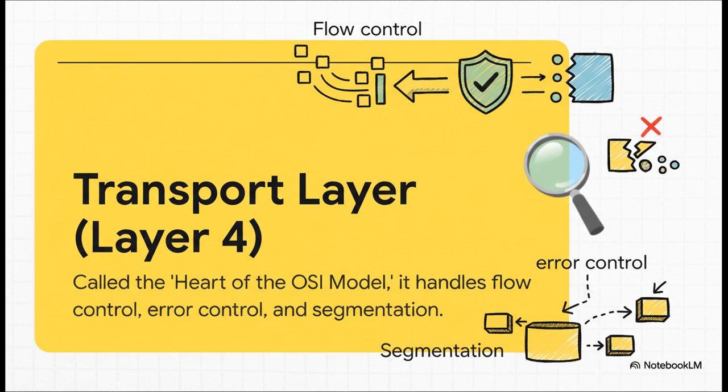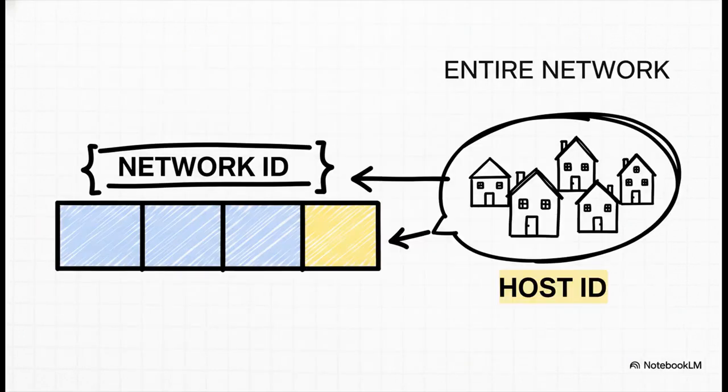The transport layer is so important that people often call it the heart of the OSI model. And that's because it handles these mission-critical jobs like flow control, so your computer doesn't get overwhelmed with data, and error control to make sure everything arrives in one piece. It's also in charge of segmentation, which is that process of chopping up big files into those smaller segments we just mentioned.